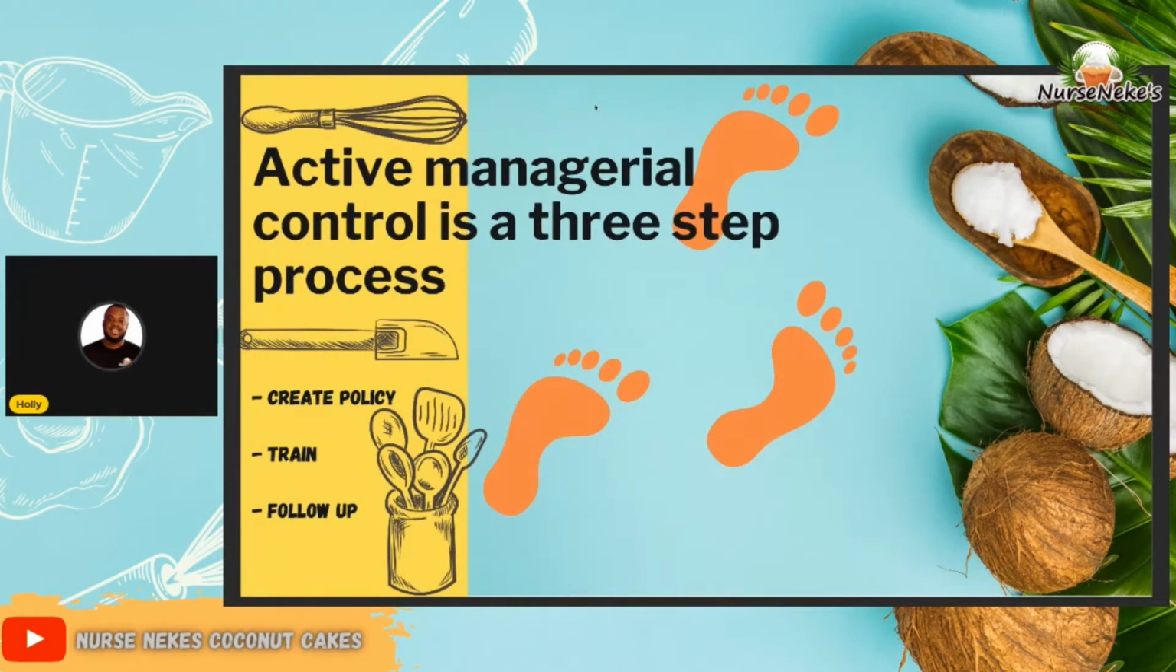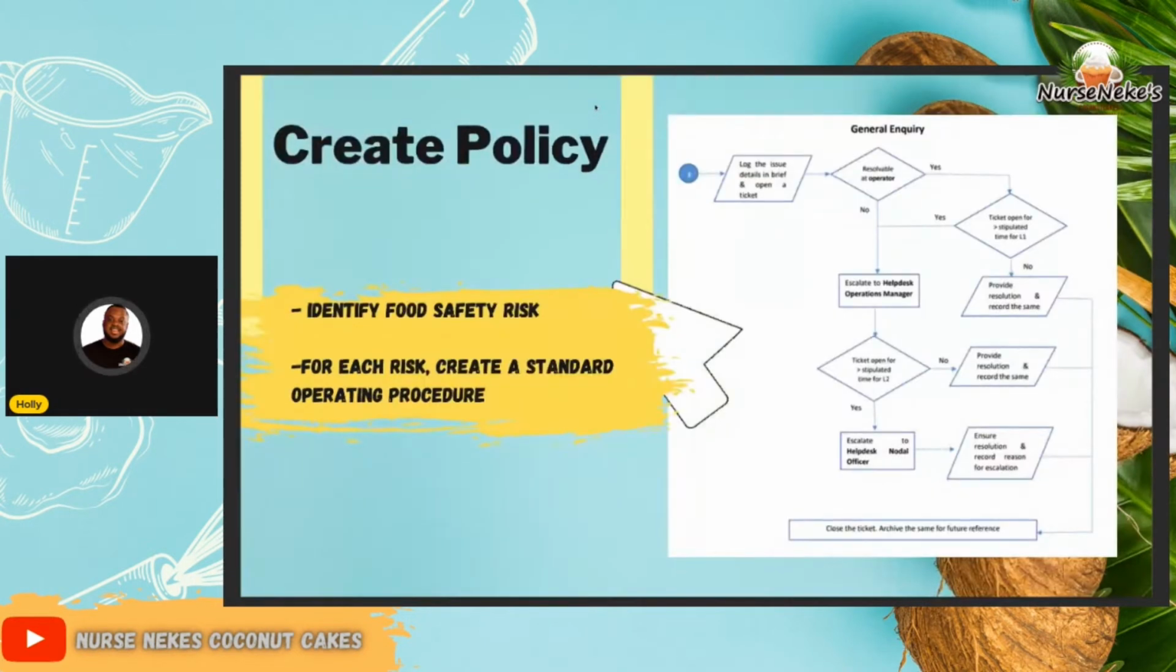Active managerial control is a 3-step process. That process includes create policy, training, and following up. With create policy, you're basically identifying food safety risk, and for each risk, you create a standard operating procedure. This is an example of a standard operating procedure. It's basically policy and procedure, and it's for everyone to be on the same page if and when something happens.